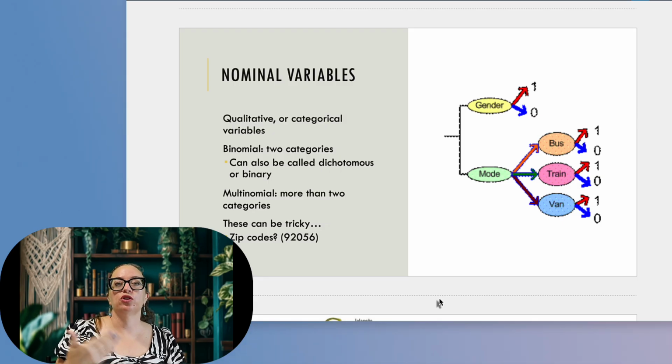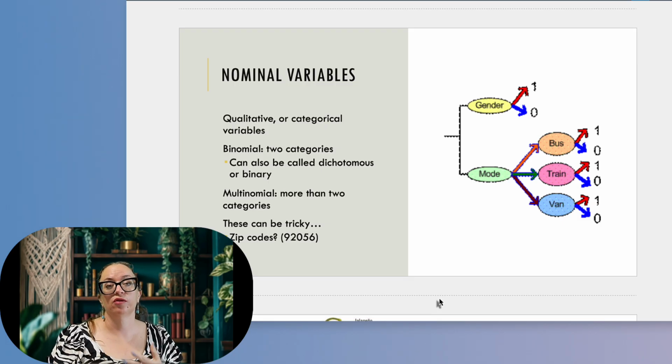We can have more than two categories. We can have lots of categories. We can take something like ethnicity, where we have a long list, and you choose which category or categories you belong to off of that list.